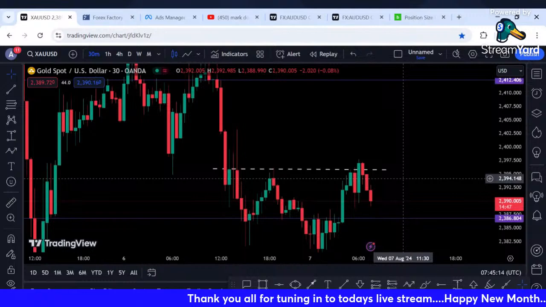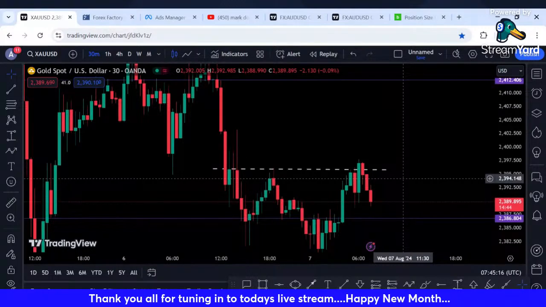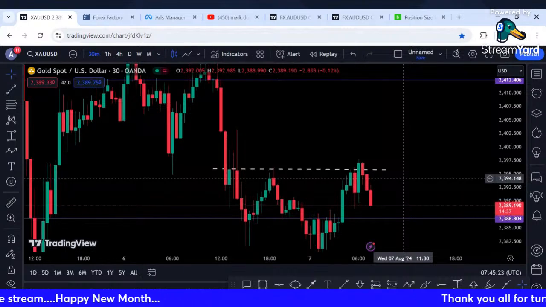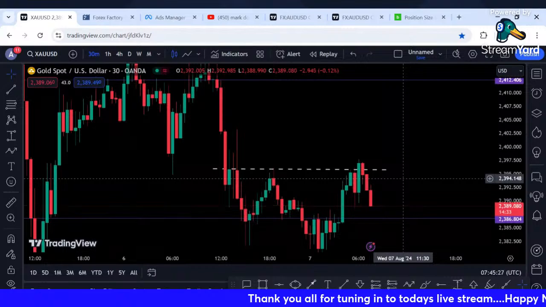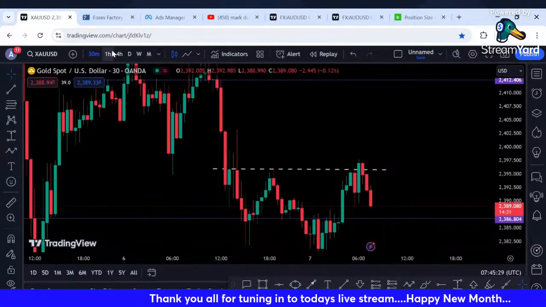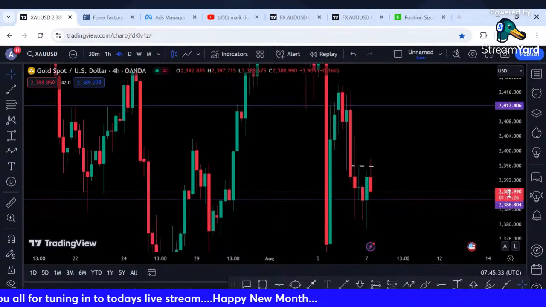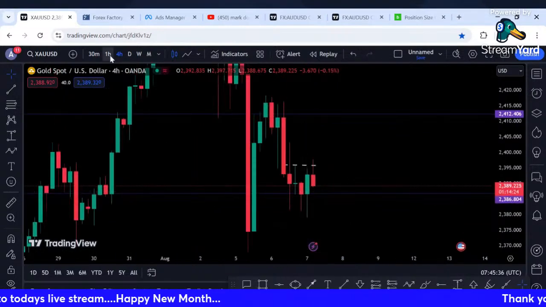USD JPY too. It kind of consolidates a lot. But gold, if you're a beginner, gold will discourage you at your early stage.